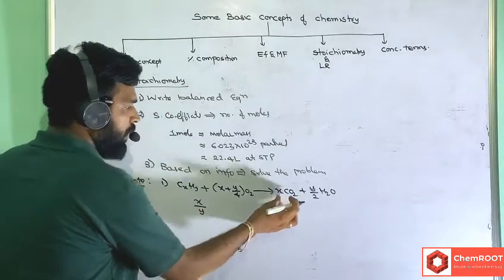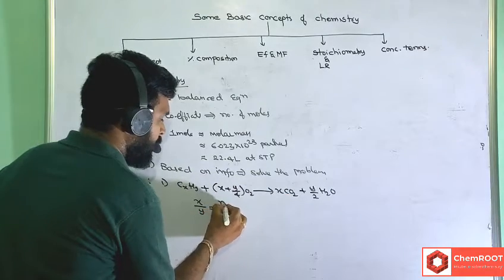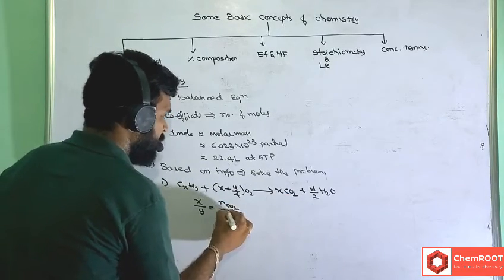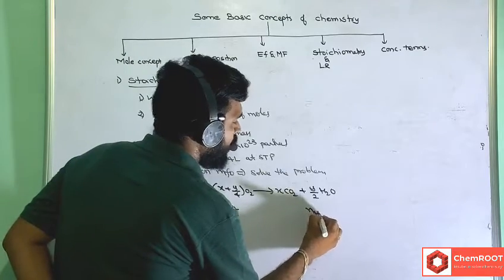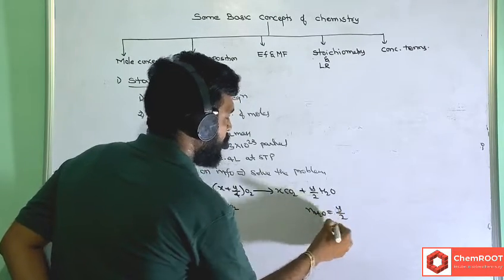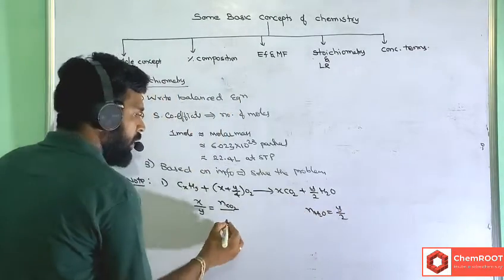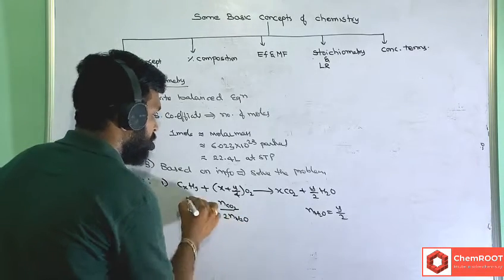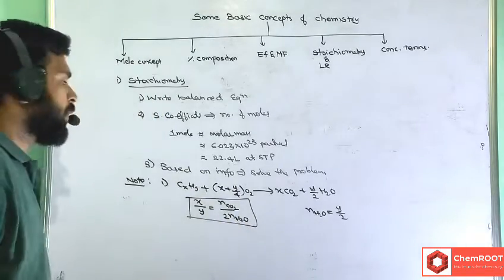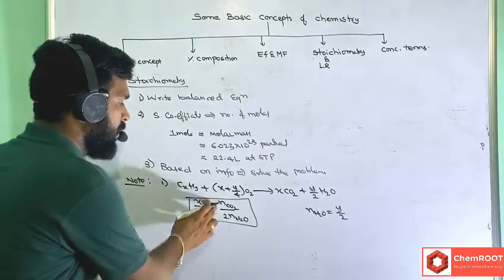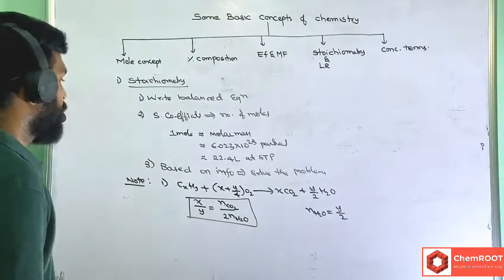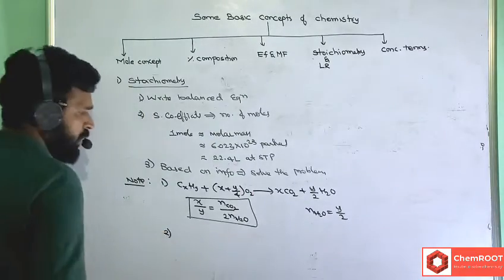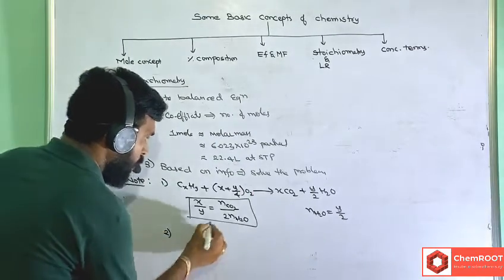So x : y will come from the information about the number of moles of carbon dioxide, which is x, and the number of moles of water, which will be y/2. From this, y equals 2 times the number of moles of water. So you can also get the empirical formula using this concept: x : y is equal to nCO2 : 2nH2O.